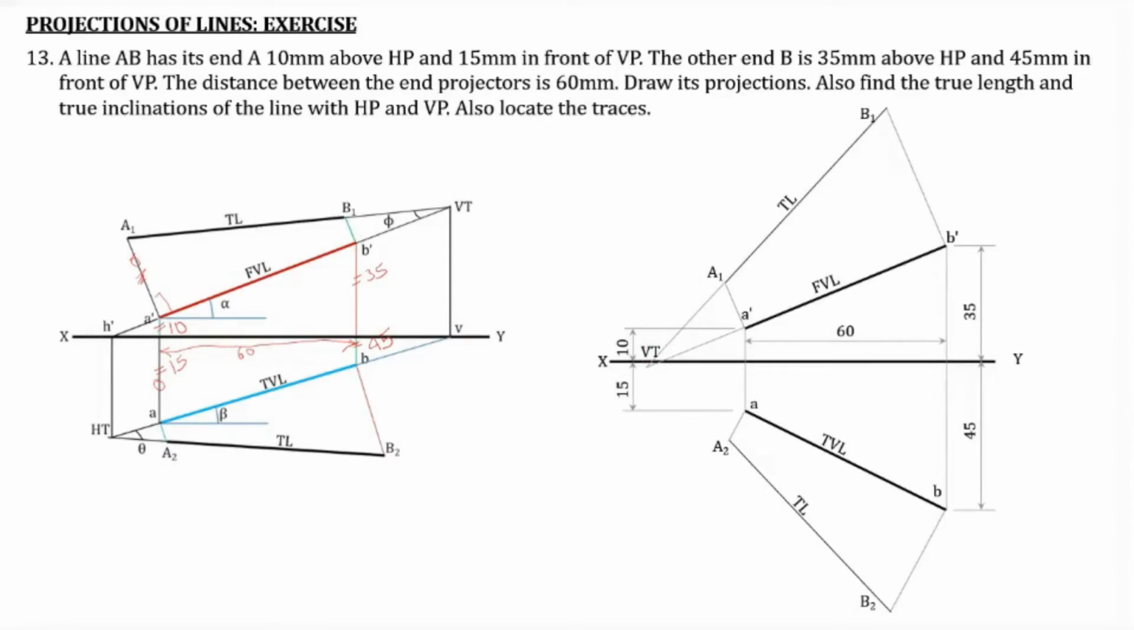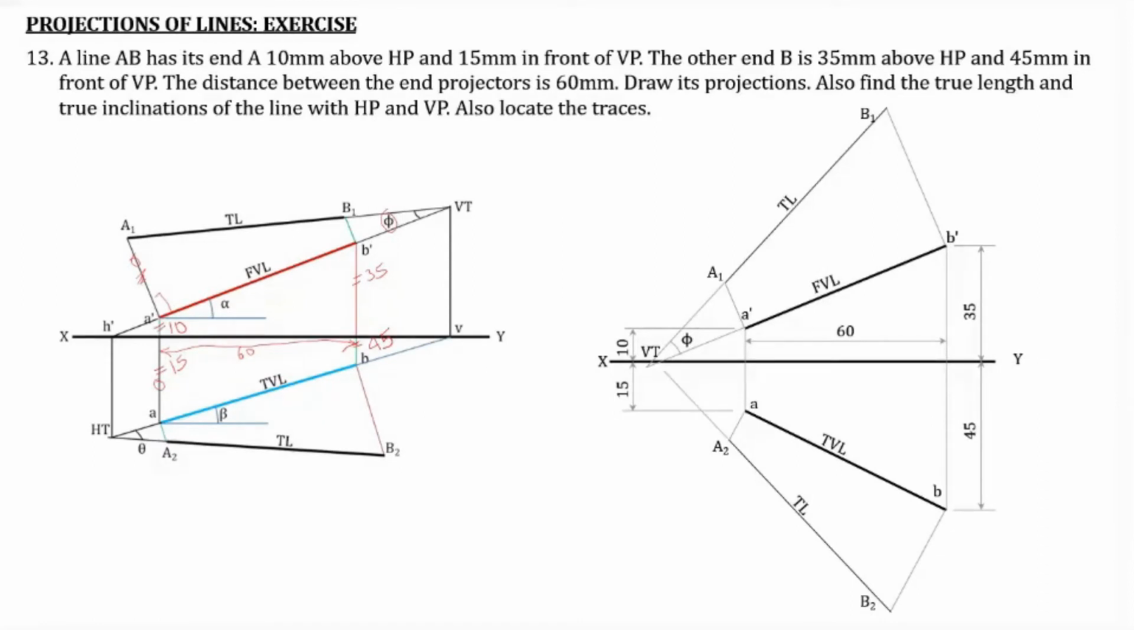So now VT is obtained, and the angle formed between these two lines at VT is the phi angle, that is the true inclination with the VP. The true inclination with the VP can be obtained as the angle included at the point VT. So this is the simple procedure by which you can obtain the VT as well as the true inclination with the VP.